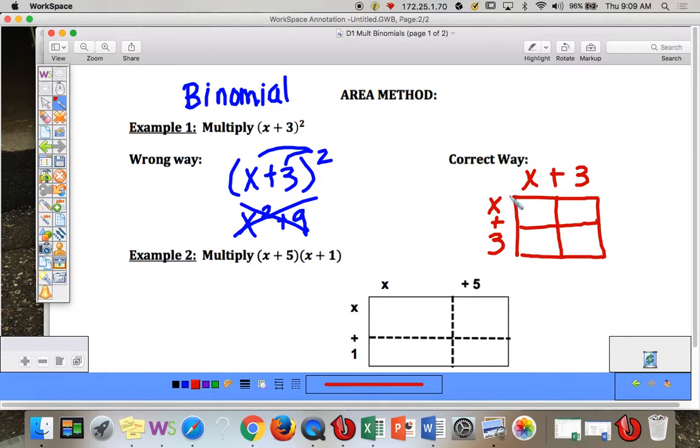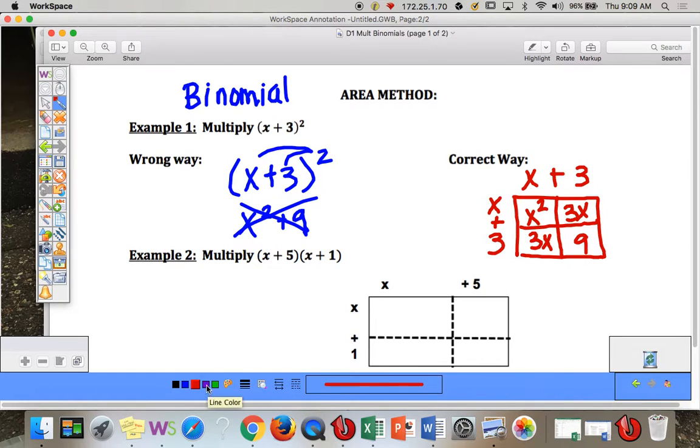So let's do that. X times x is the first box, and that gives us x squared. The second box is 3 times x, which is 3x. The lower left-hand corner is x times 3, which is 3x. And the lower right-hand corner is 3 times 3, which is 9.